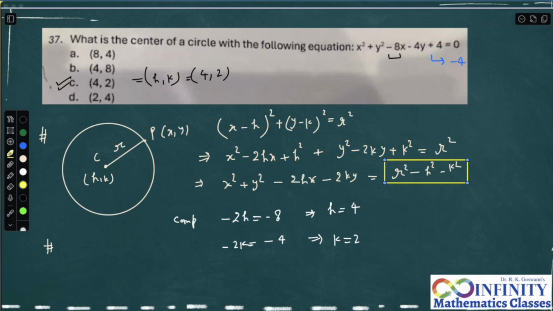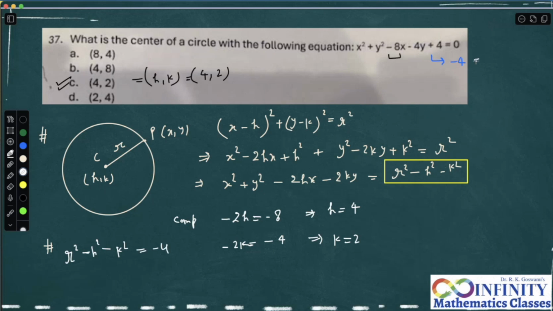How do you do this? It's an easy task, I think. Let me just tell you. R square minus h square minus k square. It is a constant term. When you compare, it is going to be compared with -4.